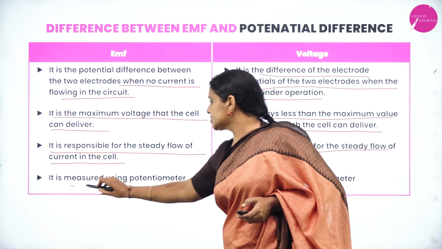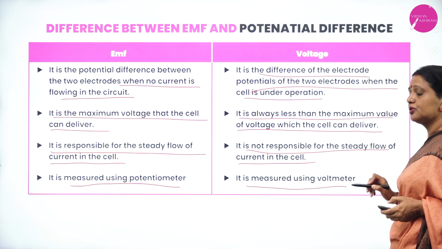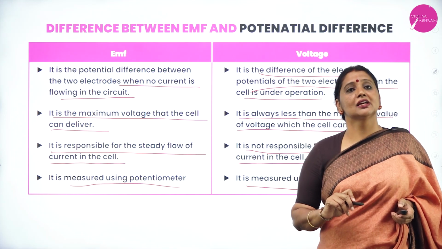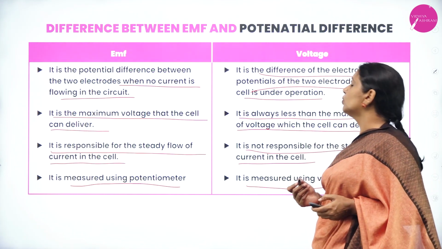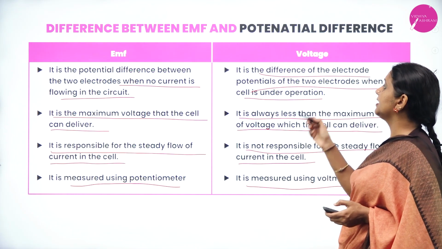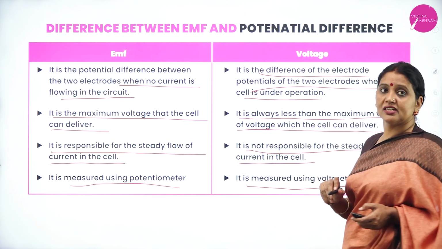EMF is measured using a potentiometer. Voltage is measured using a voltmeter. EMF can be measured by using a potentiometer. Here, the cell potential or voltage is measured by using a voltmeter. This is the difference between EMF and potential difference, that is voltage.